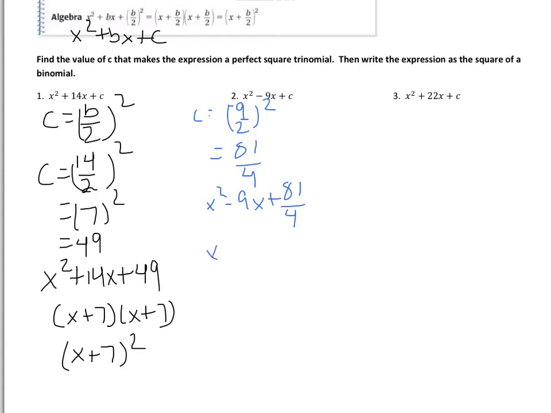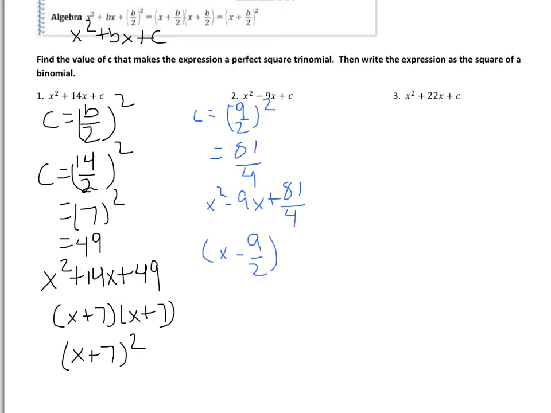which is x squared minus 9x, which is x squared minus 9 over 2. Alright, let's back up. So there's that. Now to convert it to this piece, x minus 9 over 2.